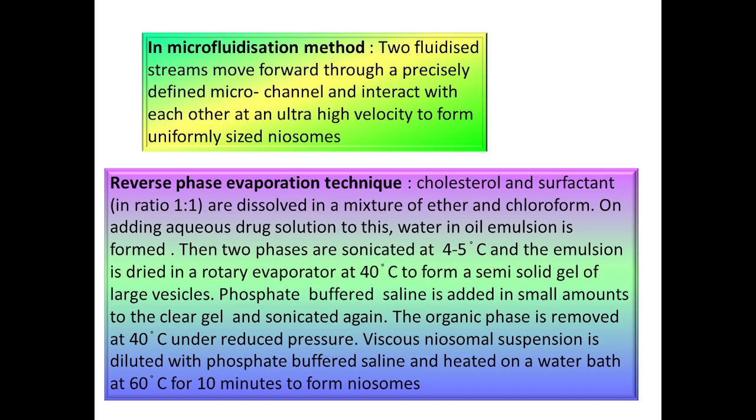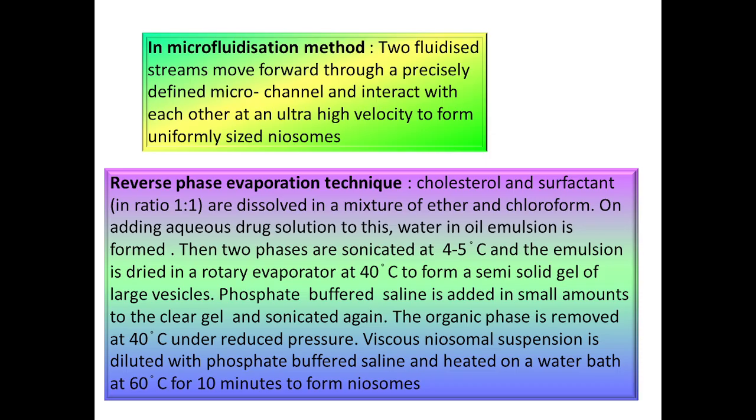Now in that gel, phosphate buffer saline is added in small amount to clear the gel. Again it is sonicated. The organic phase is removed at 40 degrees Celsius under reduced pressure, and the viscous niosomal suspension is diluted with phosphate buffer saline, and it is heated on water bath at 60 degrees Celsius for 10 minutes to form niosomes. So after sonication, then evaporation, after evaporation addition of phosphate buffer.